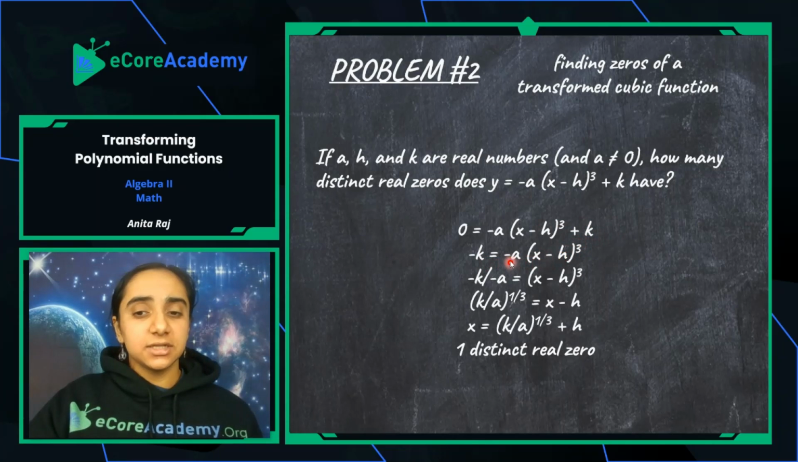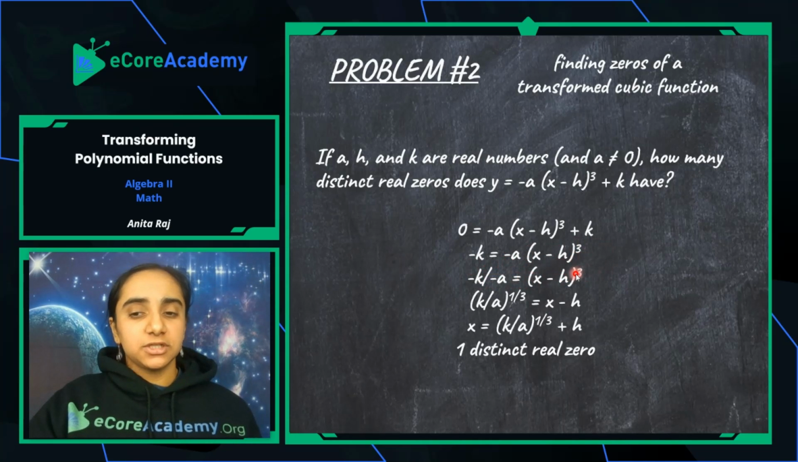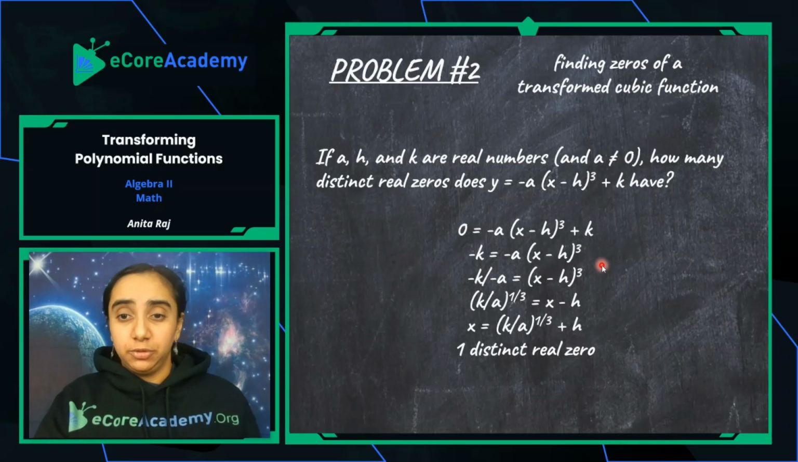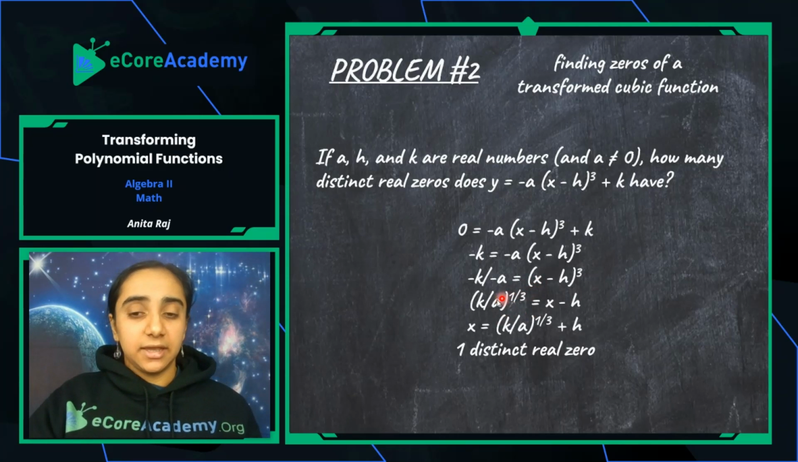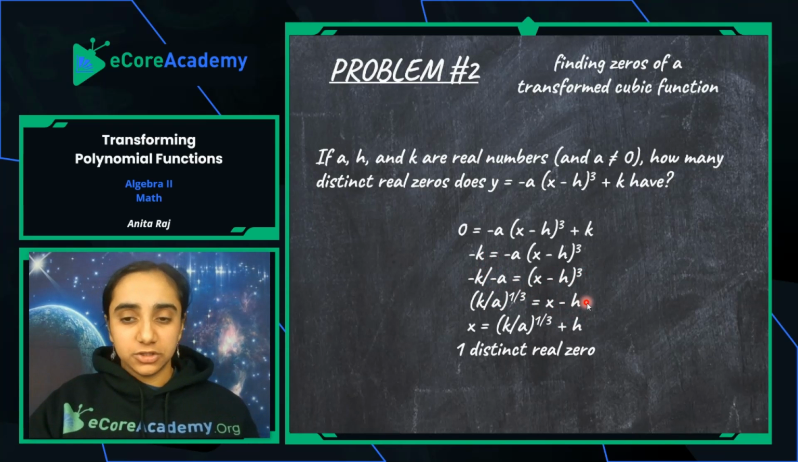Then what I do is divide both sides by negative a, so that you can get this (x minus h) cubed by itself. So you get negative k divided by negative a equals (x minus h) cubed. Then what you want to do is get rid of this cube, so you do the opposite, which is cube root both sides. That's why you see k divided by a raised to a 1/3. Remember, negative divided by negative is positive, so that's why we have the positive k divided by a. It's the same thing as negative k divided by negative a. And that's going to be equal to x minus h. We're going to get rid of that cube because we did the opposite function.